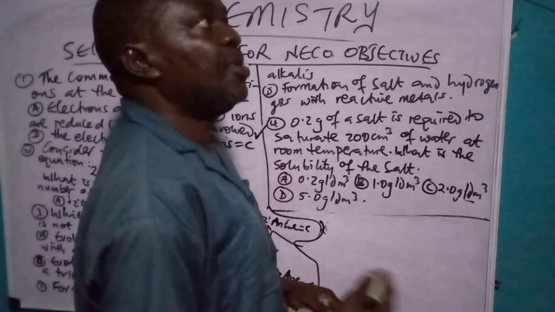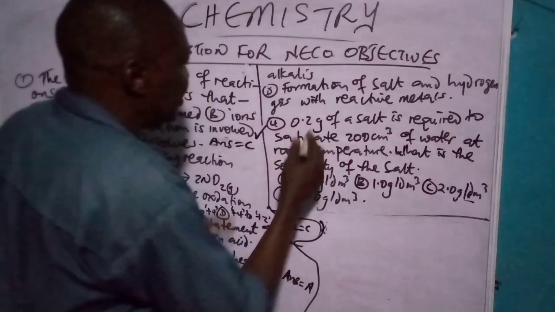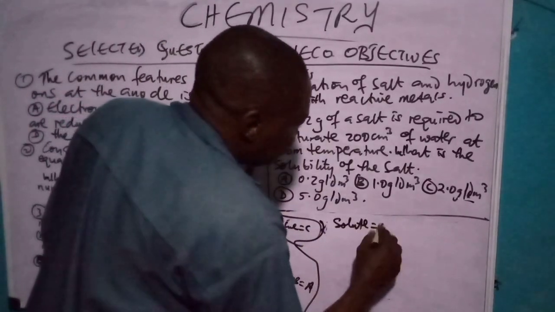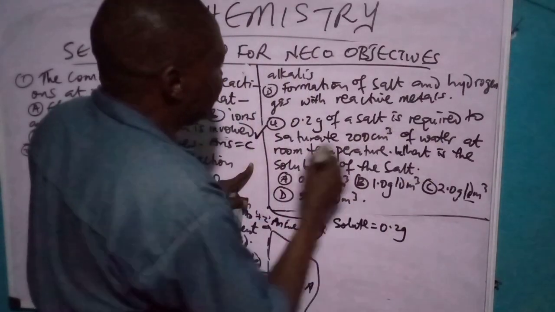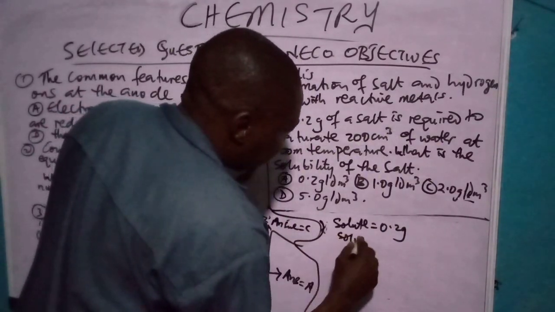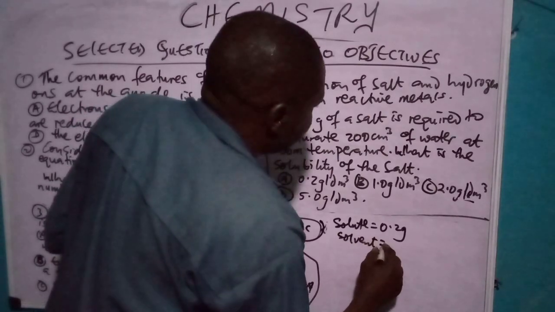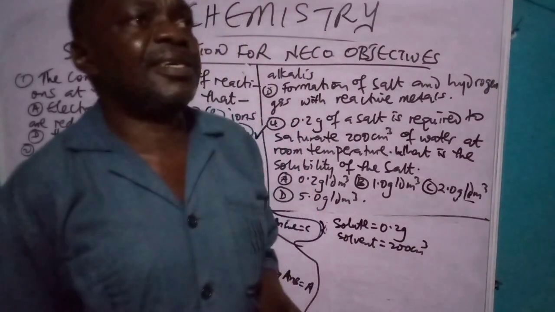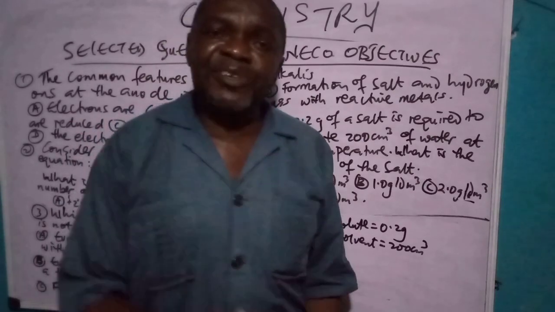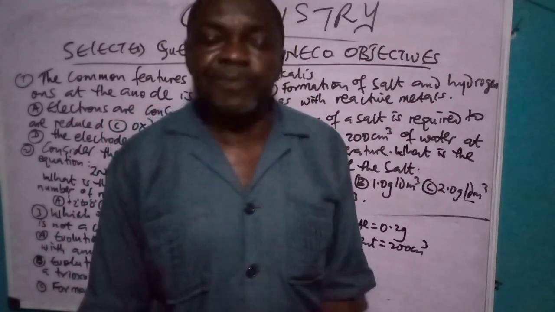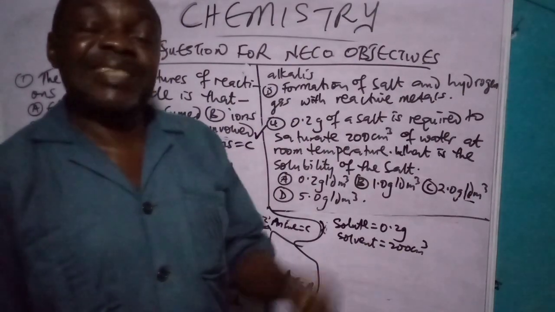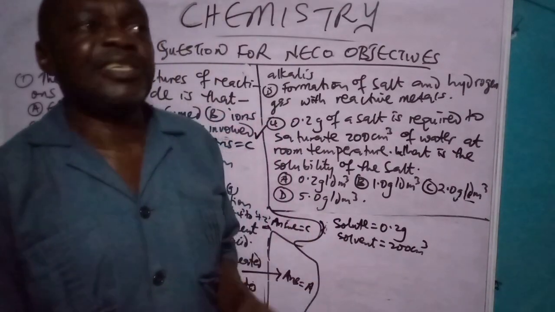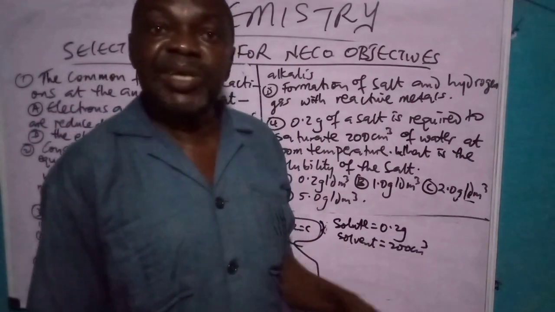But with time, I'll see if I can include the one on graphs. So you see, when you have this, you have 0.2, you say solute equals 0.2 gram. It says it's required to saturate this, so solvent equals 200 cm³. Now remember, a solute is a substance that is capable of dissolving in a solvent to form a solution, while a solvent is a medium that is capable of dissolving a solute to form a solution. Then a solution is a complete, perfect, homogeneous mixture of a solute and a solvent.